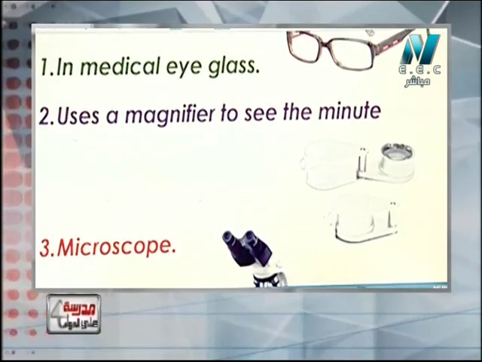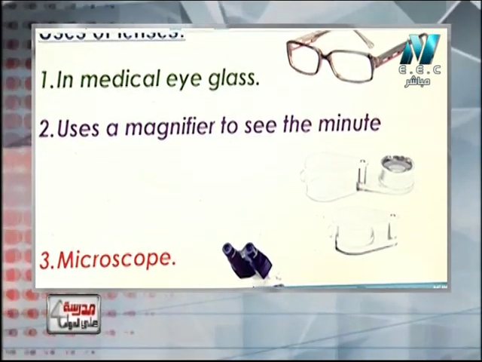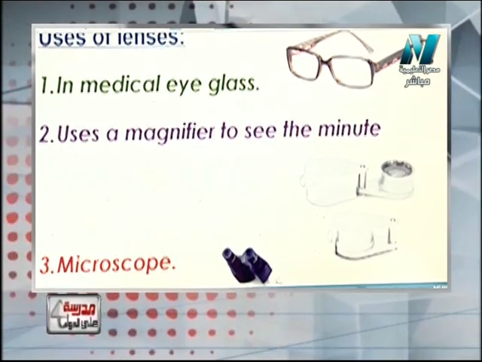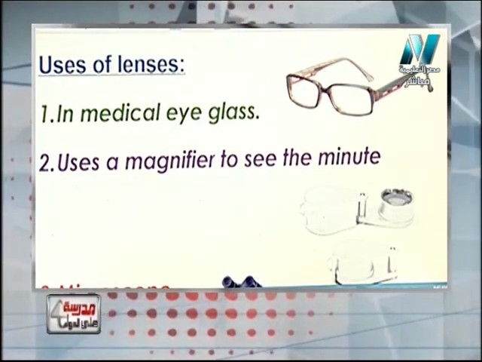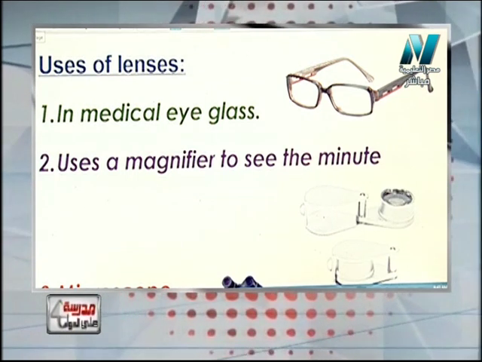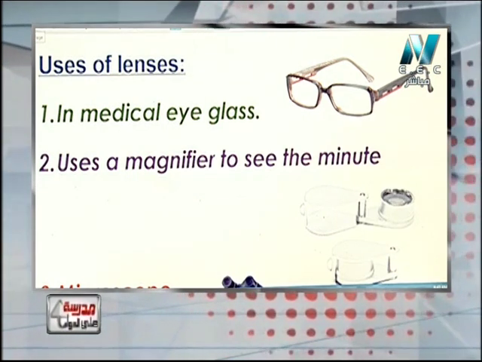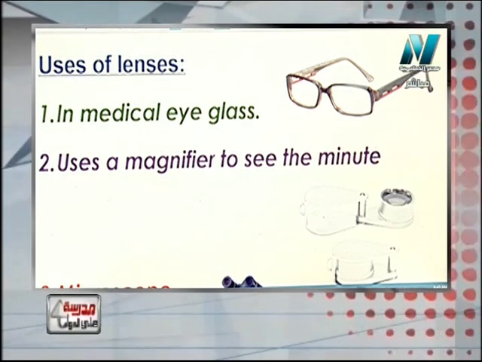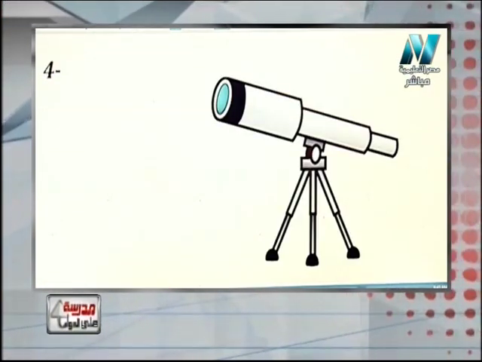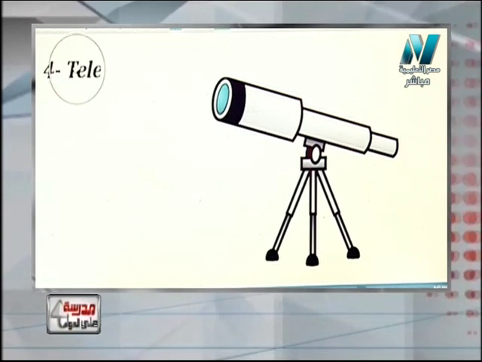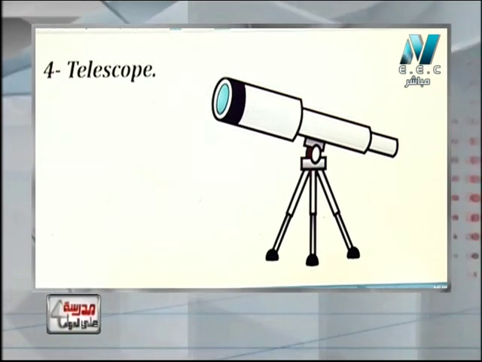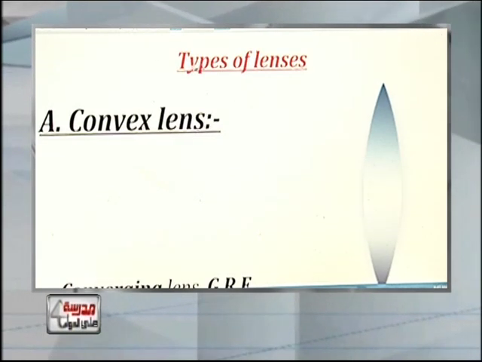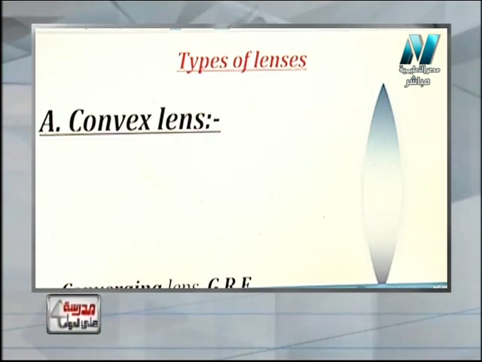Microscope, telescope, magnifier to see the minute parts, medical eye lenses. We can say also the eye glasses or the eye contact lenses. So we have here many uses of the lenses. Here we have, as we said before, telescope from the uses of the lenses. So we have types of lenses as we studied before.